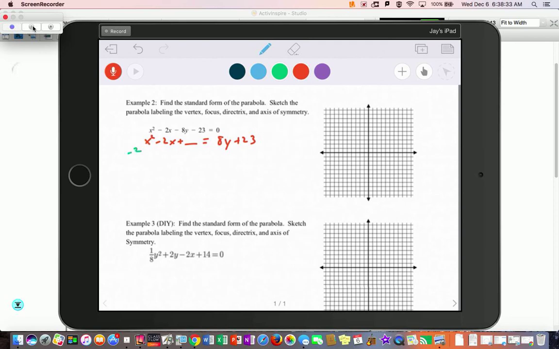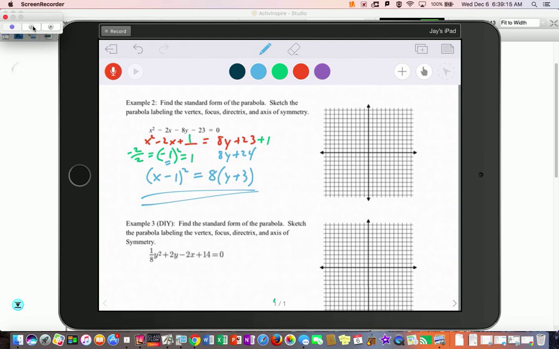So I'm going to take negative 2, divide by 2. I got negative 1. I square it, and I get 1. Now, if I add 1 on the left side of the equation, I have to add 1 on the right-hand side of the equation. So now I have (x minus 1) quantity squared. Remember, this number goes in the parentheses. And what happens here is you have 8y plus 24. Well, both of those are divisible by 8, so I can pull 8 out. And there's my standard form.